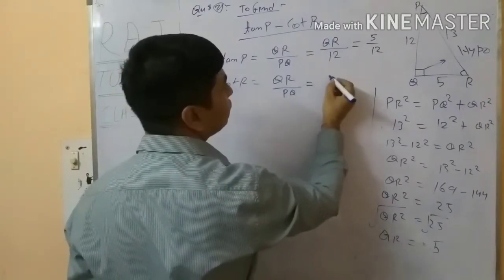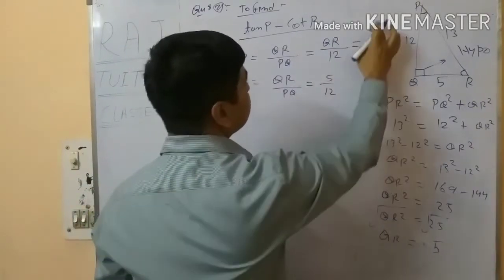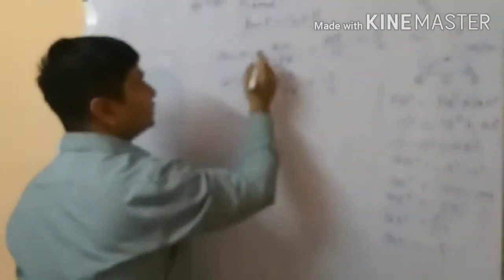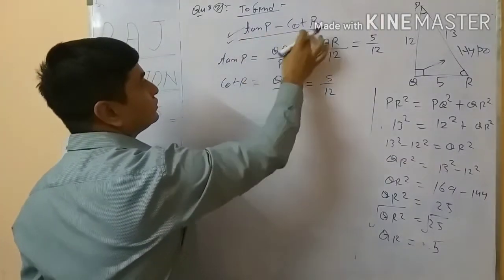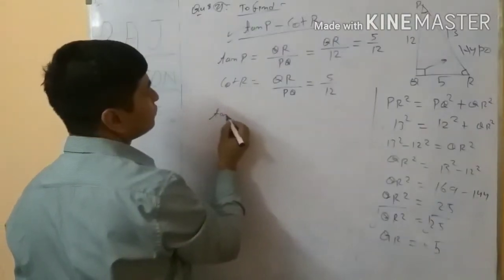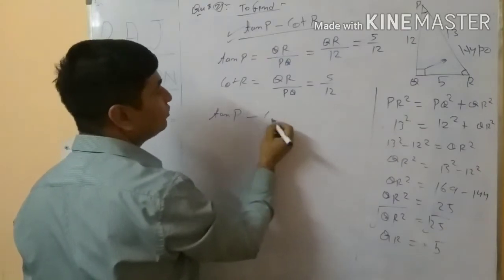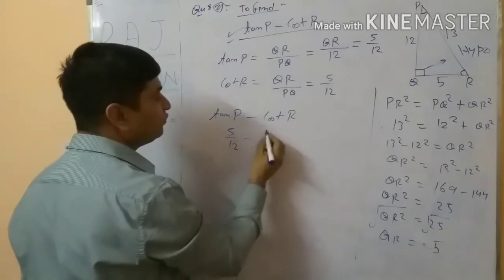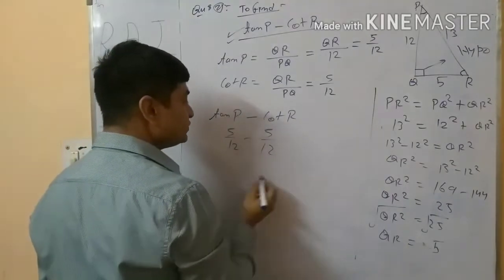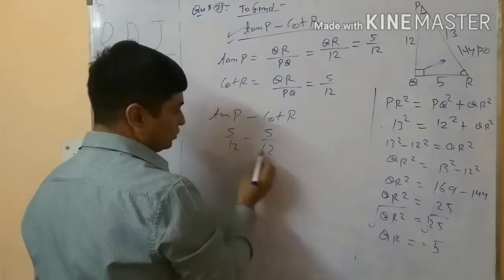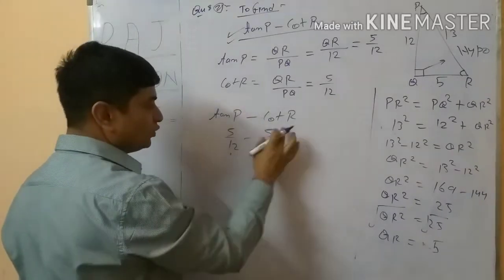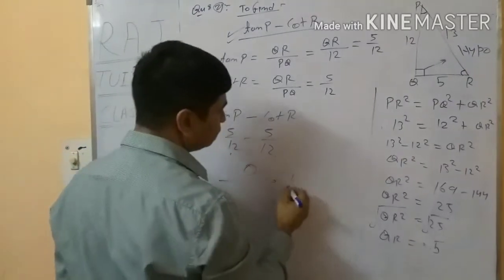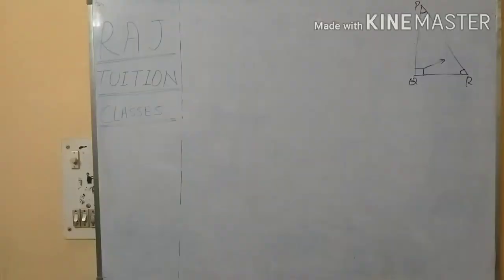What is the value of QR? That is 5, and PQ is 12. So put these values in tan P minus cot R. What is the value of tan P? It is 5 upon 12. What is the value of cot R? It is 5 upon 12. So 5 upon 12 minus 5 upon 12 is 0. This is your final answer.